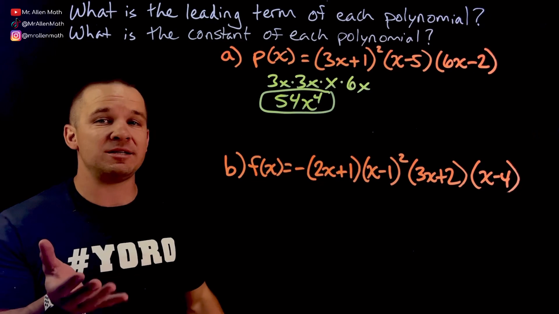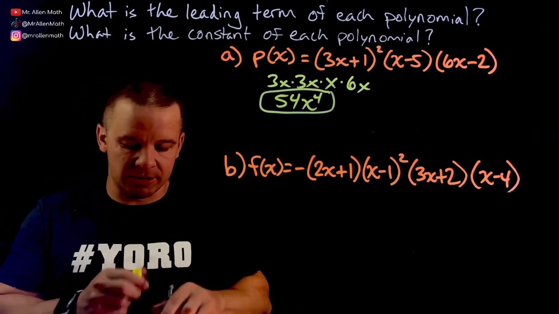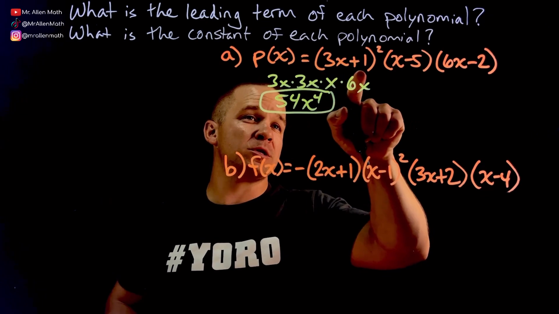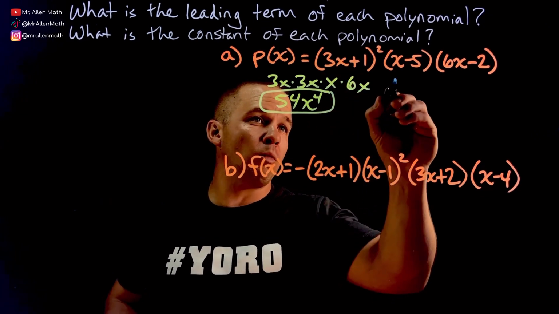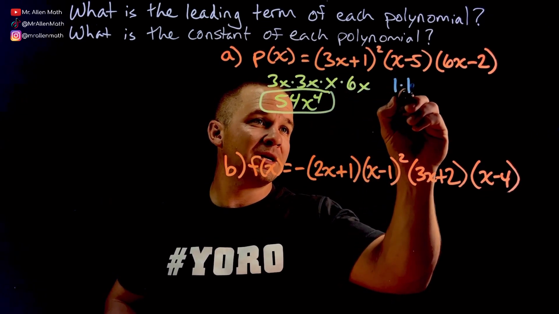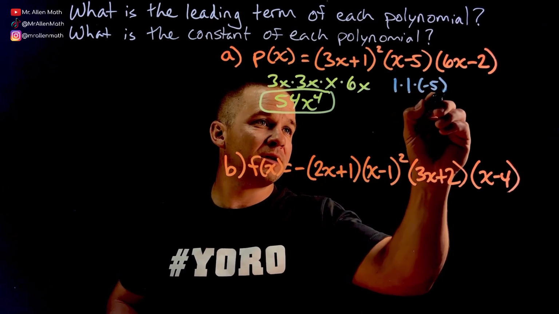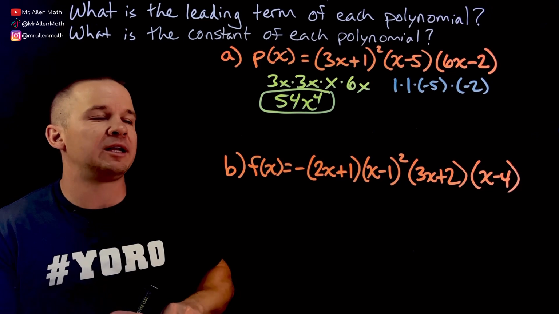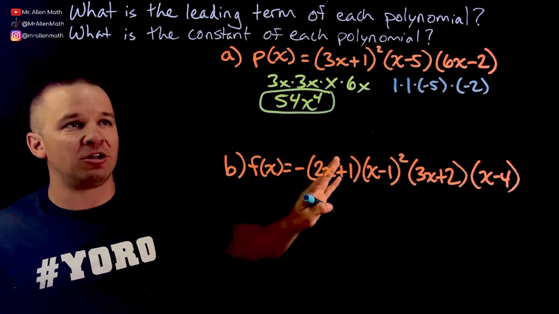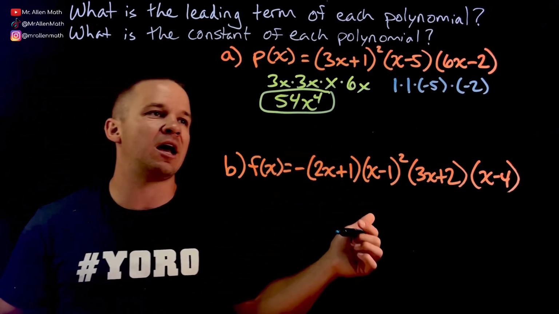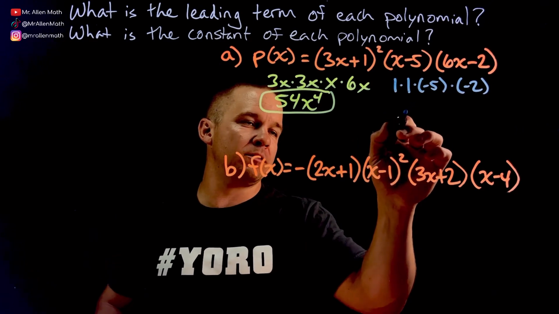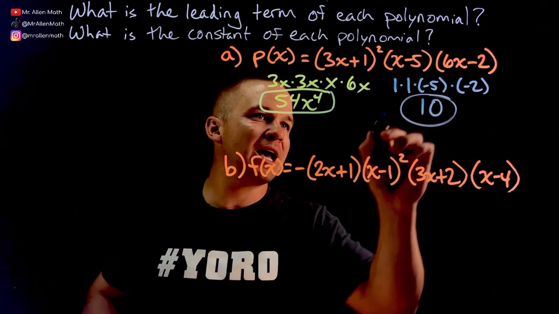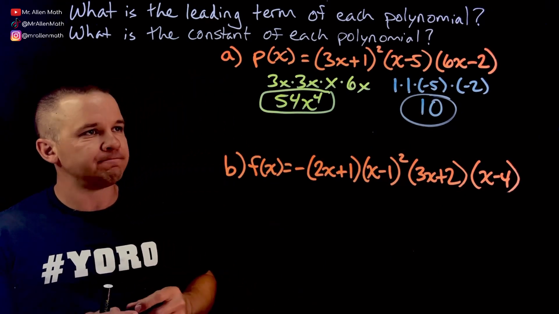So let's use the same idea here for my constants. Let's do a different color for it as well. This one's going to be 3x plus 1 times 3x plus 1. So it's the 1 times 1 times negative 5 times negative 2. All four of those numbers multiplied together will give me my final constant term, the guy at the very end. So 1 times 1 is 1, times negative 5 is negative 5, times negative 2 is 10. 10 would be my constant here.